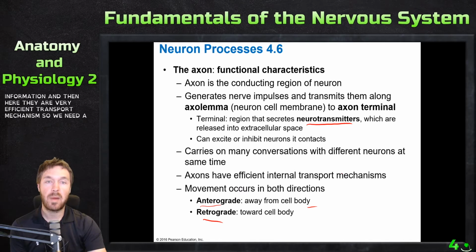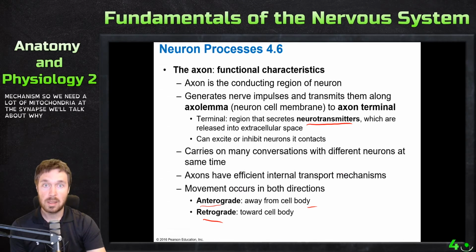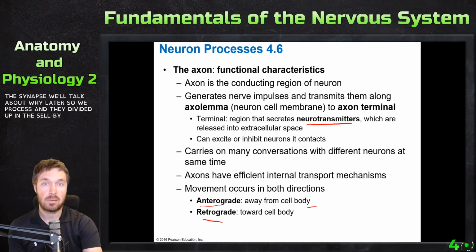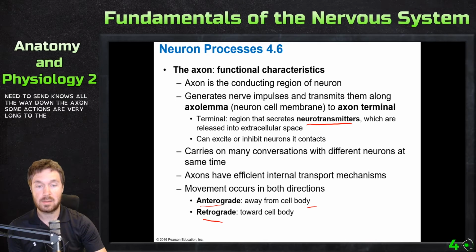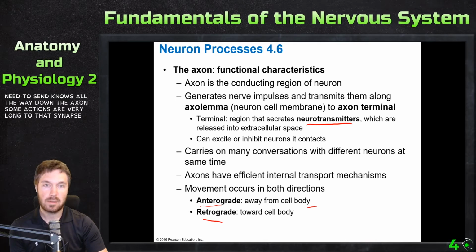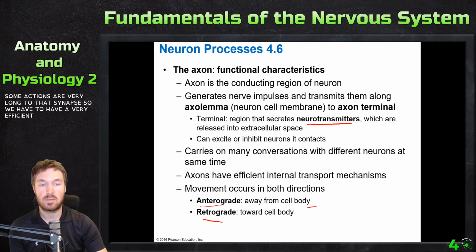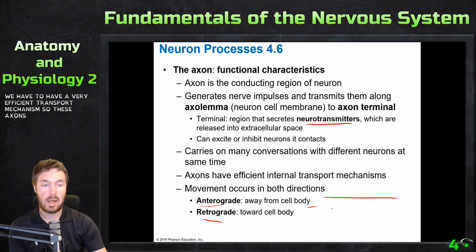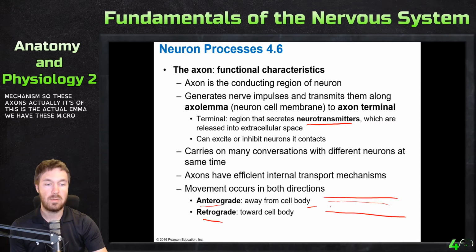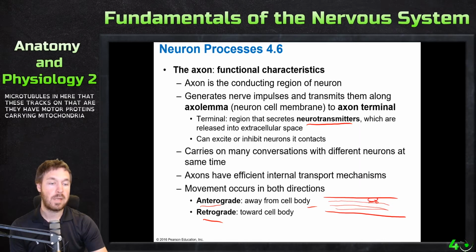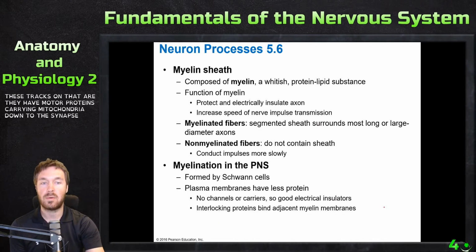So we need a lot of mitochondria at the synapse. We'll talk about why later. They're processed and they divide up in the cell body. We need to send those all the way down the axon. Some axons are very long, to that synapse. So we have to have very efficient transport mechanisms. So if this is the axolemma, we have these microtubules in here that have these tracks on them that then have motor proteins carrying mitochondria down to the synapse. Kind of cool how that works.